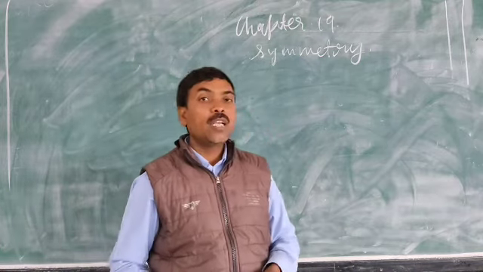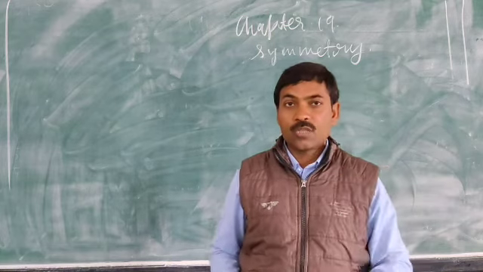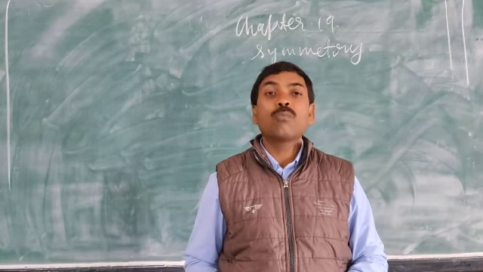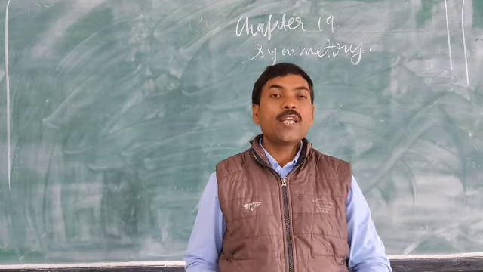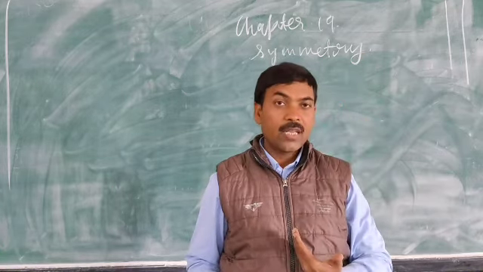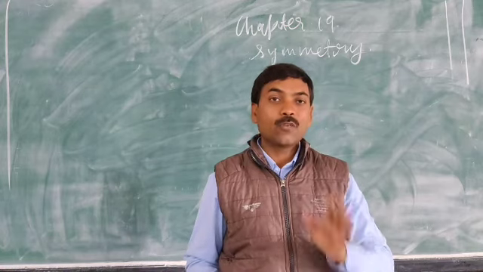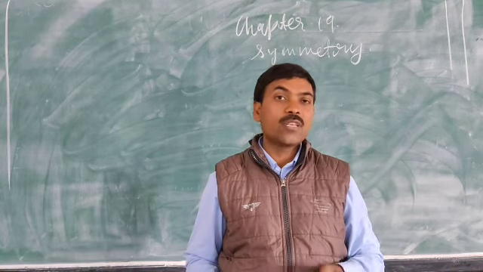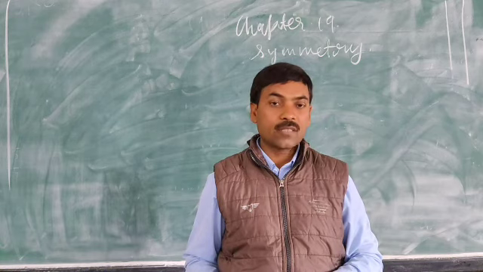And symmetry you can see around us. Suppose I want to give the example of our body. Our body is also a symmetrical body, because if you draw an imaginary line like this, our body has two equal proportions, like two equal sides. You can say one side is the mirror image of the other side.